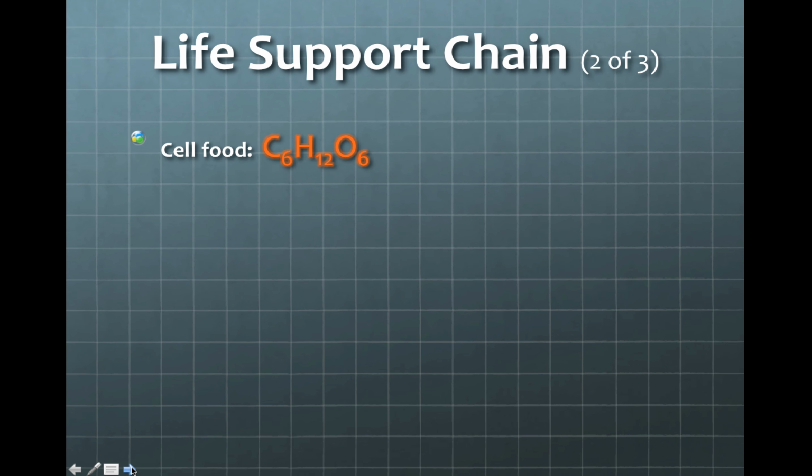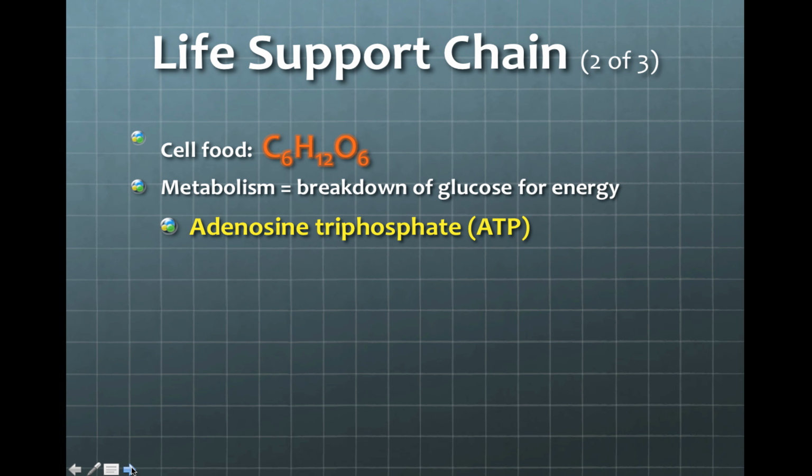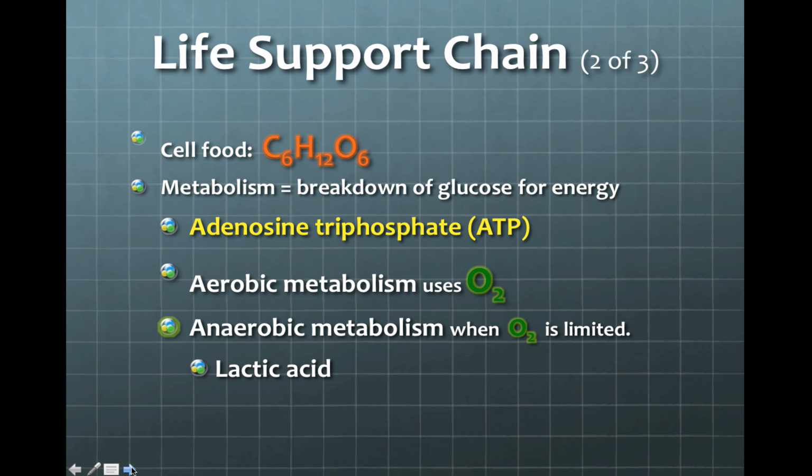All right, so your cell food is going to be glucose. So it's C6H12O6, all right? And the metabolism of glucose is how we get our energy in the body, all right? And that energy that's created from glucose is called ATP, adenosine triphosphate, all right? And we get adenosine triphosphate through the breakdown of glucose in the body. Now, the most beneficial means of breaking down glucose in the body is through the use of aerobic metabolism utilizing oxygen.